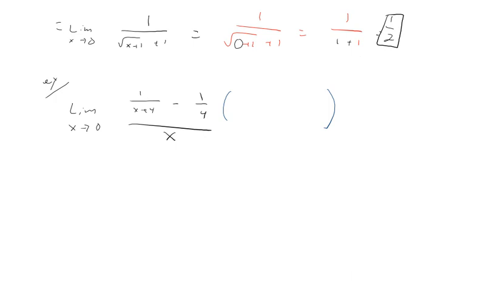The conjugate of this, 1 over x plus 4 minus 1 over 4, is 1 over x plus 4 plus 1 over 4. Same thing on the bottom: 1 over x plus 4 plus 1 over 4.